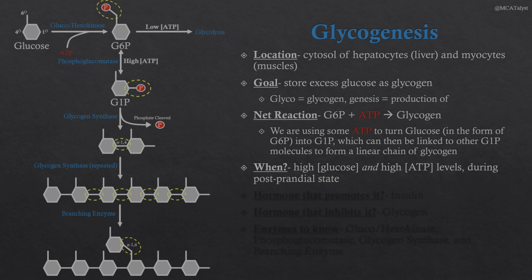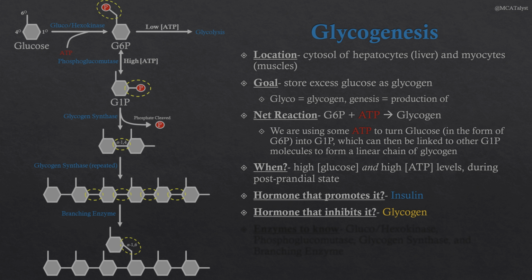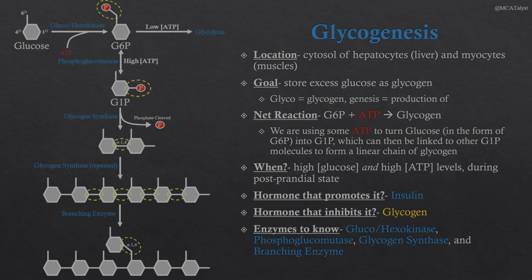So of course, when are we going to be doing this? When we have a whole bunch of glucose left over and we already have high ATP levels. Of course, this is going to be occurring during that postprandial state. You've just eaten a meal where we're going to be using that meal to produce ATP. And once we've done so, we're going to store the rest of it. So of course, because of that, the hormone that's going to be promoting it, just like the rest of the postprandial state, is going to be insulin. It's also going to be inhibited by glucagon. There's 4 enzymes that you need to know: glucokinase and hexokinase, phosphoglucomutase, glycogen synthase, and branching enzyme. We're going to talk about those on the next slide.